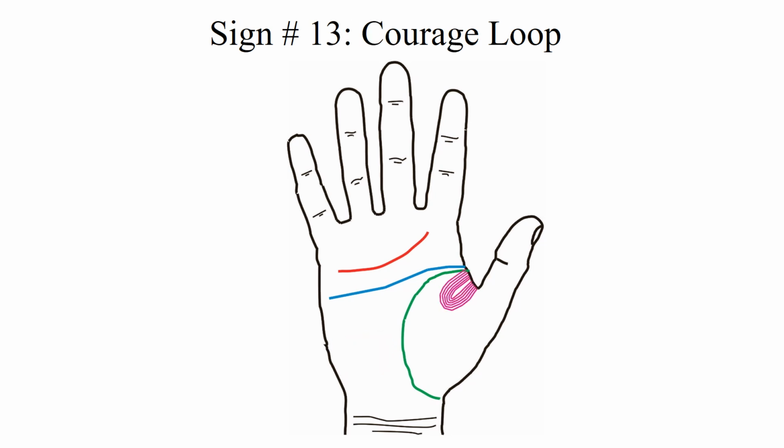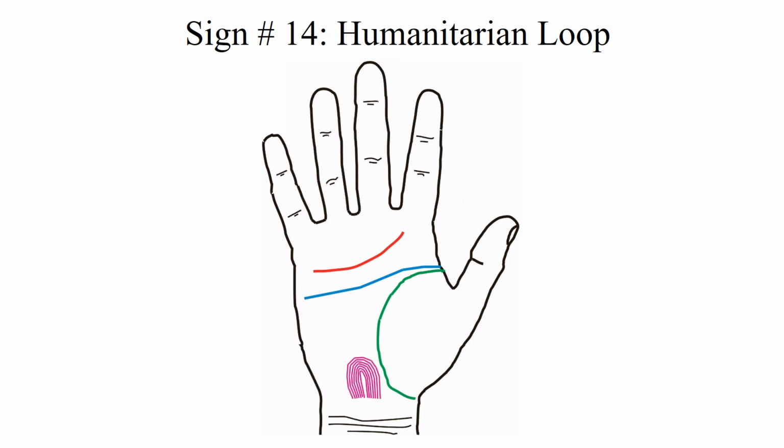Sign number 13, Courage Loop. The courage loop is located inside Mount Lower Mars, below the lifeline. The person, having this sign, would be courageous, and full of stamina. Sign number 14, Humanitarian Loop. The humanitarian loop starts from the wrist, rising up toward the center of the palm. The person, having this sign, would be full of kindness, and would be a humanitarian.